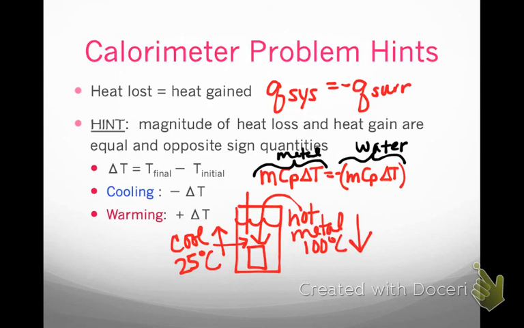Again, that hint is given there. Magnitude of heat lost and heat gained are equal and opposite in signs. That's what this means. Q system equals negative Q of the surroundings. Always remember that we're taking the delta T. We're always, always, always going to take final temperature minus initial temperature. Sometimes that's going to give you a negative temperature change, meaning it's cooling off. Sometimes that's going to give you a positive delta T. That means warming up. So those are just some hints to help you as you're going through the problems that you're going to be working on for homework.